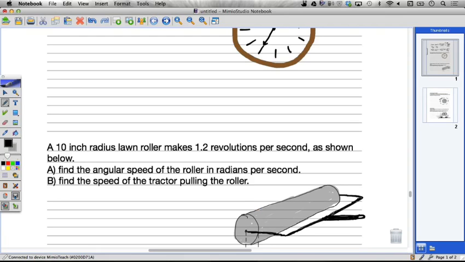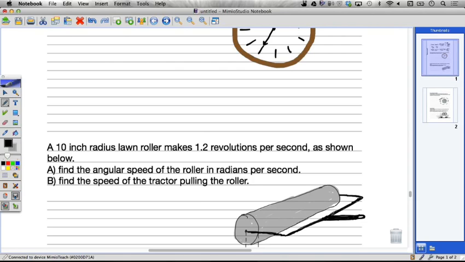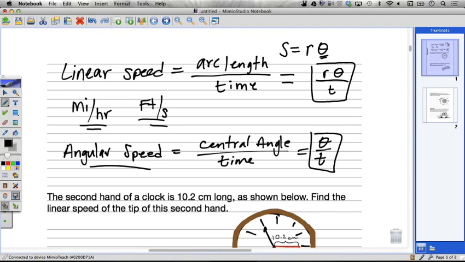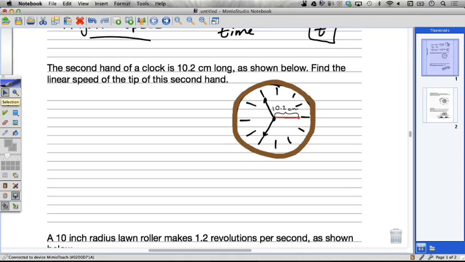Okay, so let's talk about, let's see. Wouldn't that be nice, right? The calibration's off. There we go.